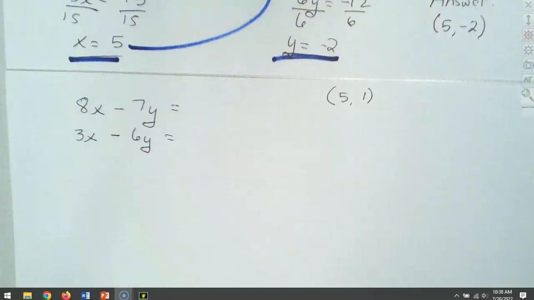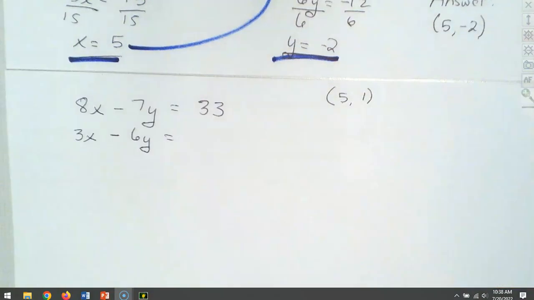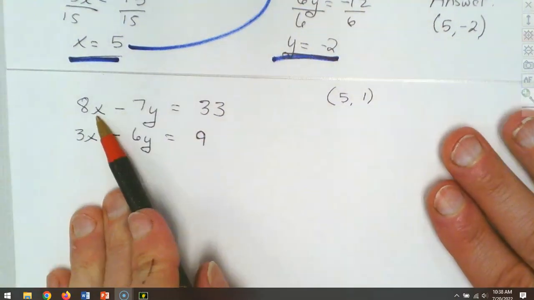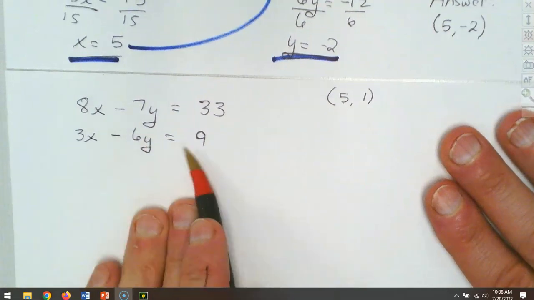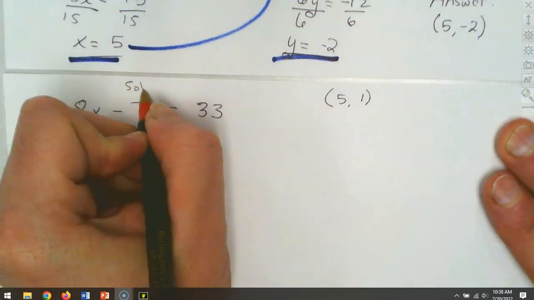Okay, so we come up with the answer here. 8 times 5 minus 7, so that's 33. 3 times 5 minus 6, that's a 9. We'll double check and make sure that's going to work. So that's 40 minus 7 is 33. 15 minus 6, that's a 9. So here's what we're going to do. We're going to try to solve this again.